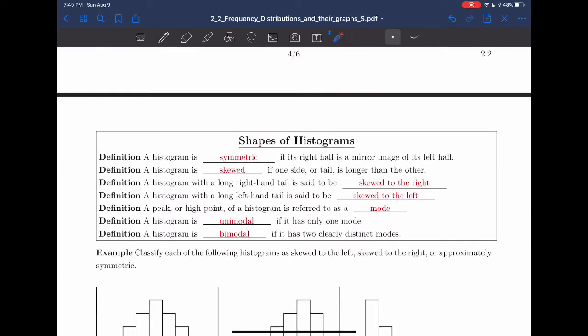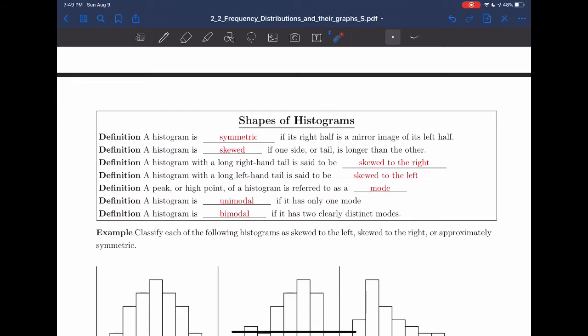So, shape of histograms. Your histogram is symmetric if the right half is mirroring the left half. The way I like to think about it is that if I cut my histogram in half, we'll have 2 very similar halves. Also, we know that your histogram is skewed if one side or tail is longer than the other. Let's say your histogram has a long right tail, it's skewed to the right. If it has one long left tail, it's skewed to the left.